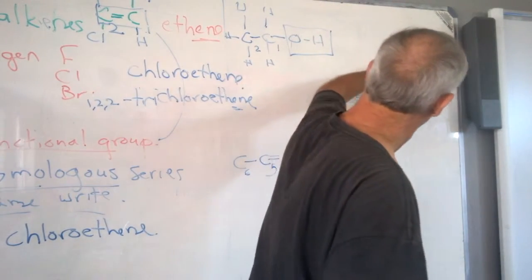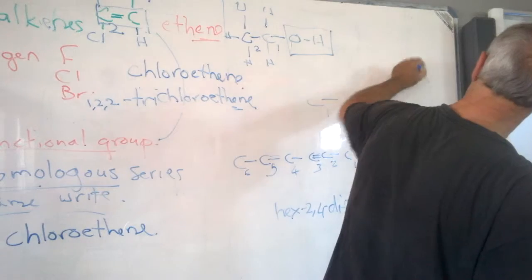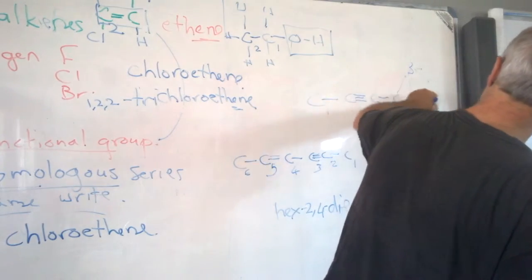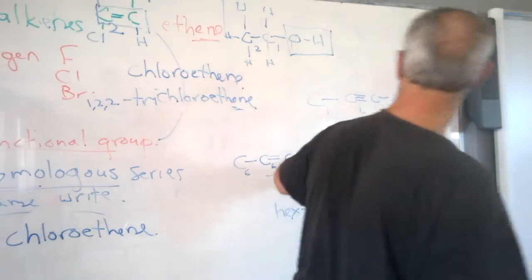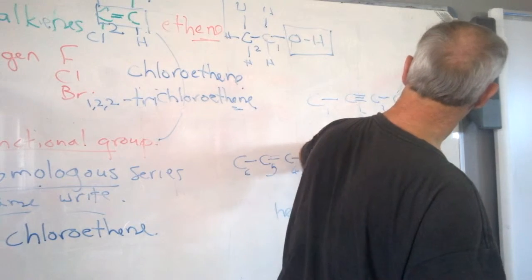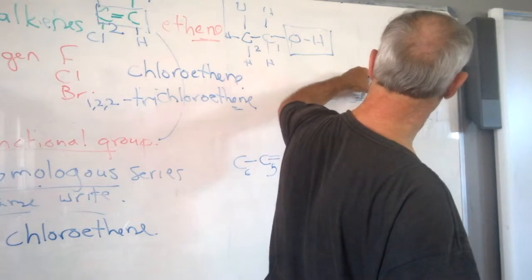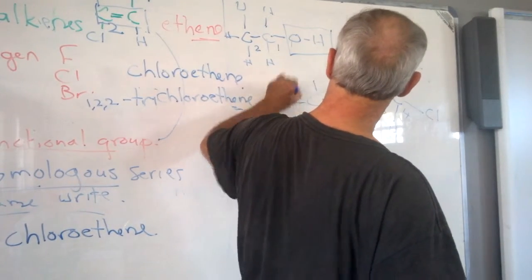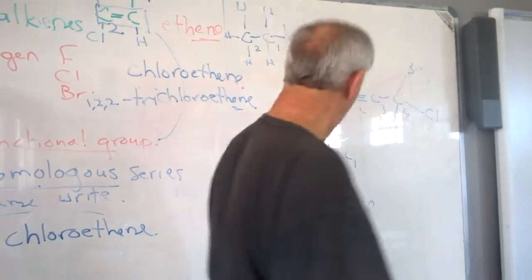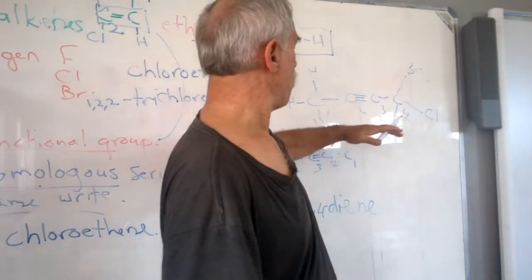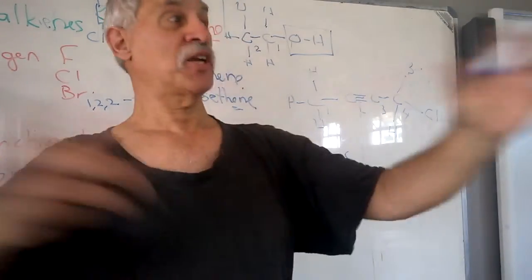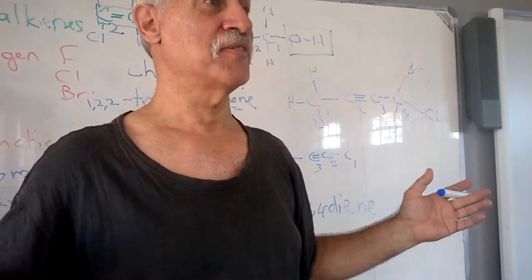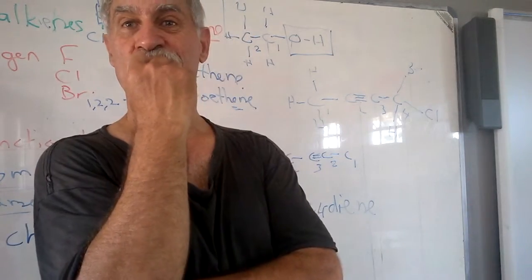But what if there's a bromine here and a chlorine there, and to make a fourth one, a hydrogen there, and 1, 2, 3, 4, hydrogen, hydrogen, hydrogen. How do we name that now? I said I'm throwing you in at the deep end, right?